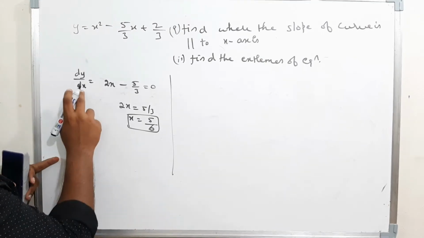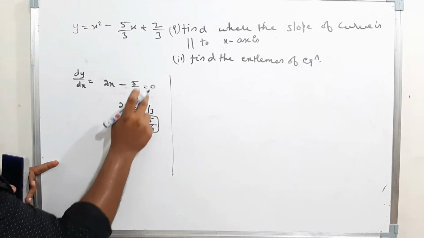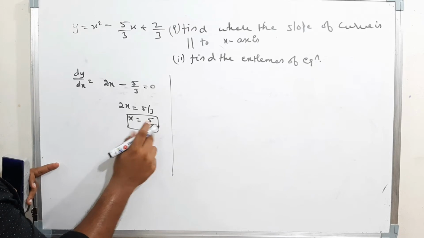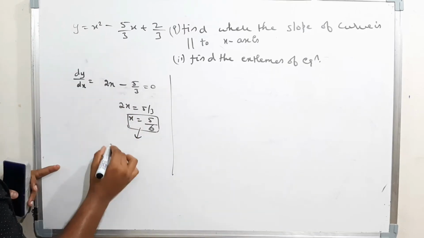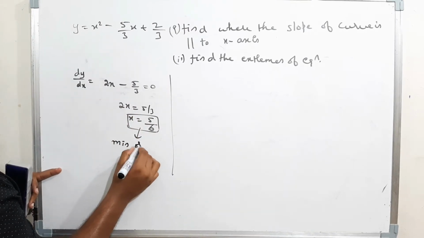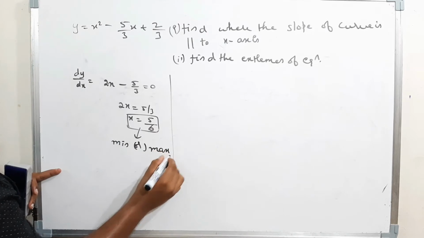We got dy by dx is equal to 0. When I keep x is equal to 5 by 6, at this 5 by 6, either this function has to be having minimum or it is having maximum value. I have to find it.